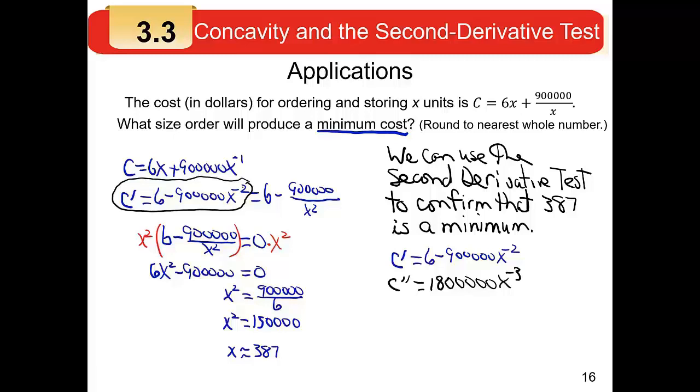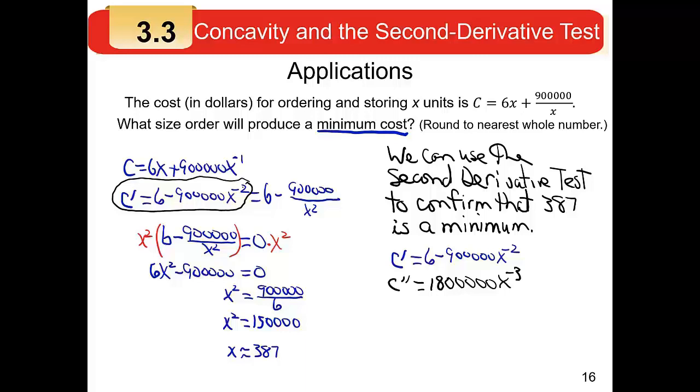So just to encapsulate what I've done, I got 387. I think that's going to be the answer, but to prove that it actually is a minimum, I have a choice of doing the second derivative test, and in order to do that, I have to take the second derivative.